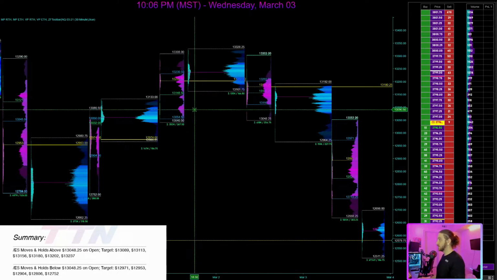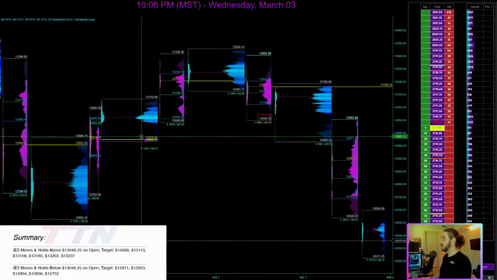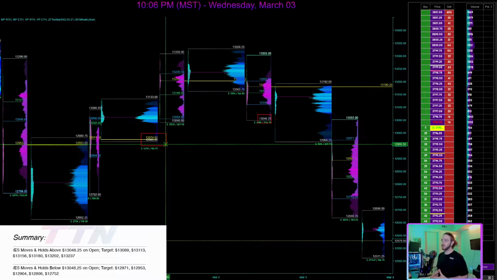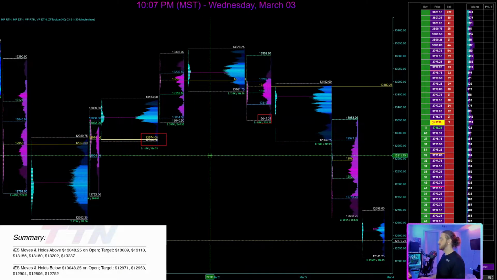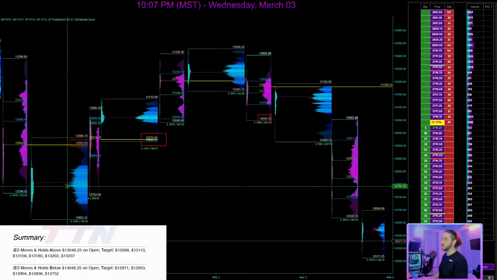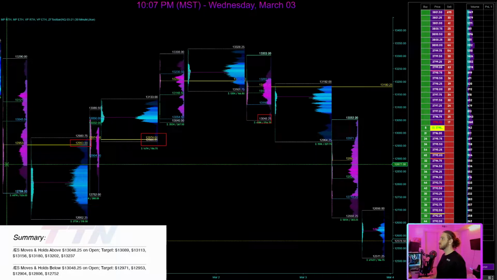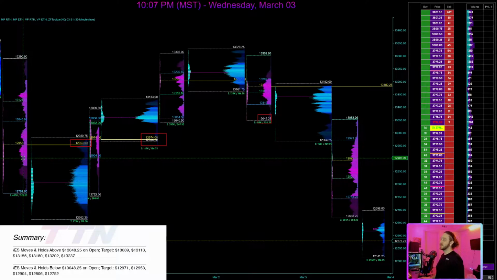All right, so downside targets. First and foremost, after we could not, once again, hold above that line in the sand, we were looking at this 12,971 level. Again, I changed my ticks per level setting a little bit, so it's a few points off here, 3 to be exact. And that first downside target was hit very swiftly upon open, in addition to that second downside target at 12,953. You can see that right here. And that was the point of control from that February 25th session.